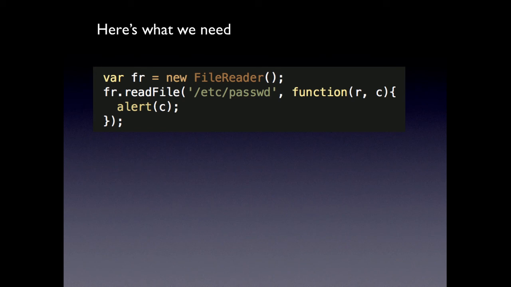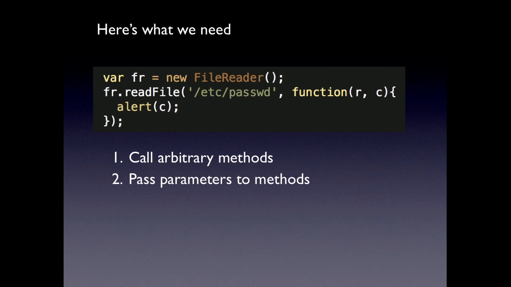Now, for this sample code to work, let's say we want to defer the reading of the file, which is not possible in JavaScript and the DOM, to a Java applet. So for this code to work, we basically need to be able to call any arbitrary method of a Java applet. And we need to be able to pass any parameter into that method call. And it would be cool if we could get back a return value too.